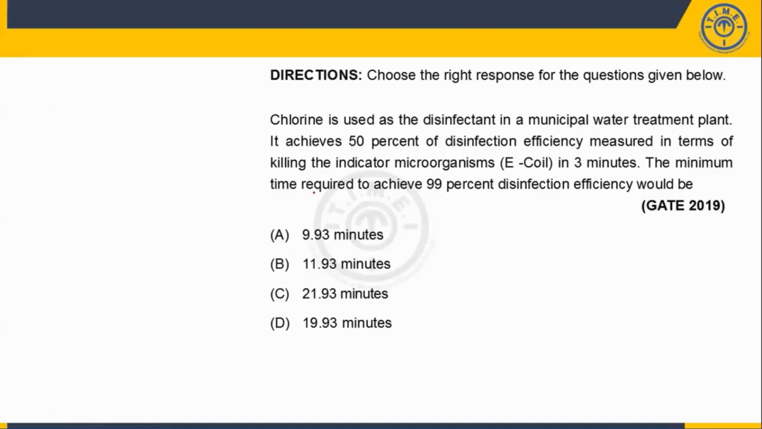Chlorine is used as a disinfectant in a municipal water treatment plant. It achieves 50% of disinfection efficiency measured in terms of killing the indicator microorganisms, E. coli. What is E. coli?